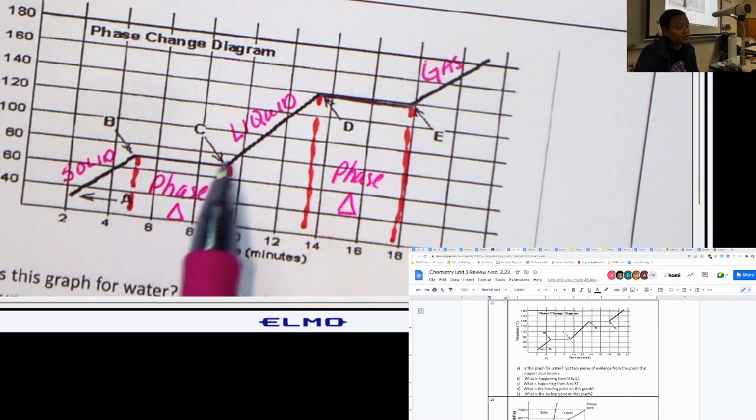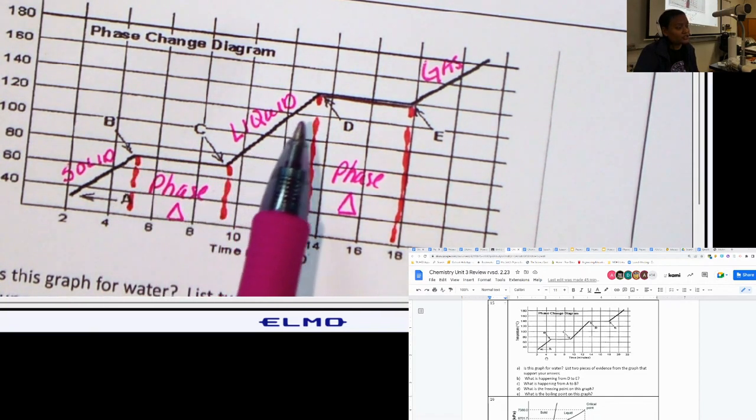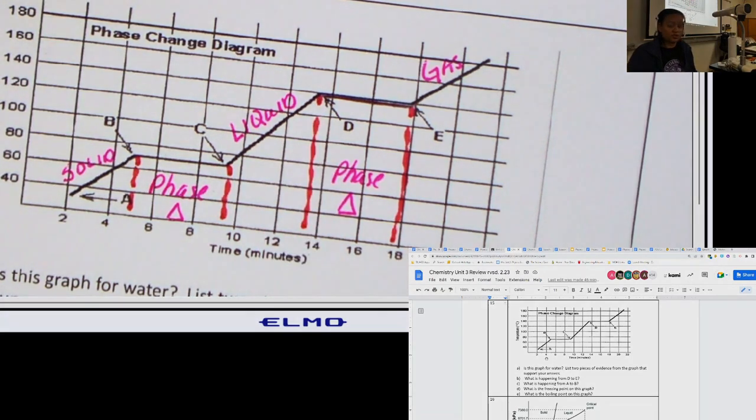Okay, so I'm reading it this way. So where do I pass? Is it D or E? When do I first get to the boiling point? D. The answer is D.